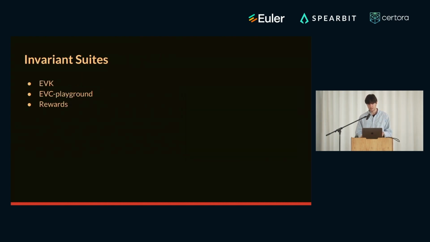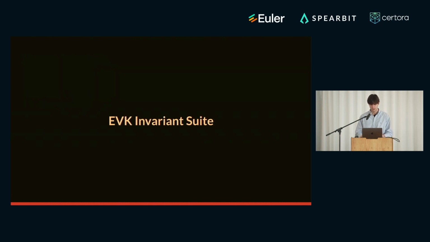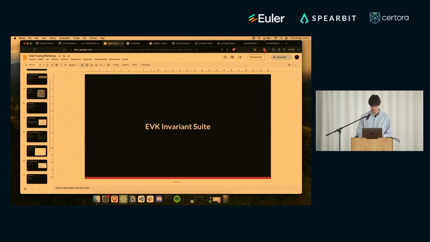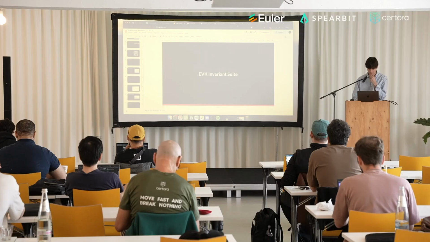There are three suites that you can check out: the one for the EVK, the one for the EVC playground, which I think is not in the scope for the contest but is really interesting to check how that suite is built, since it's built more modularly, like the rest of the protocol, and then the one for the rewards. We can jump straight into the suite. How am I doing with time? Great. Yeah, okay.